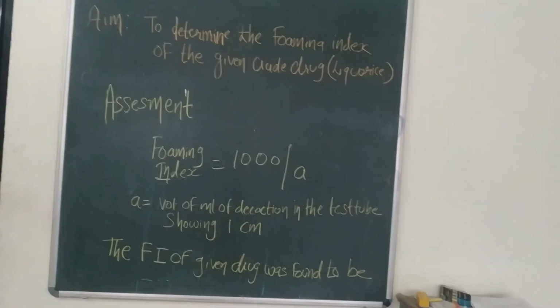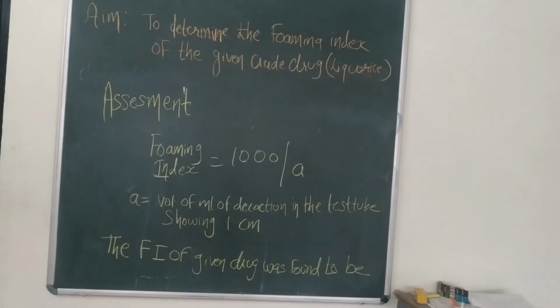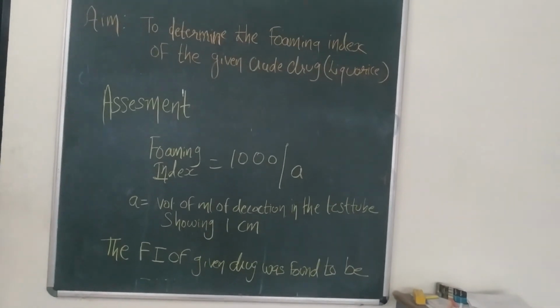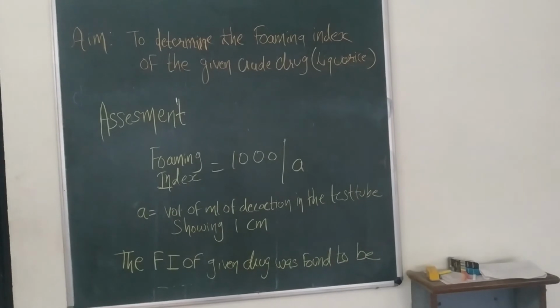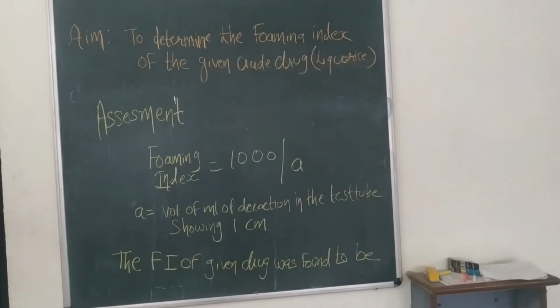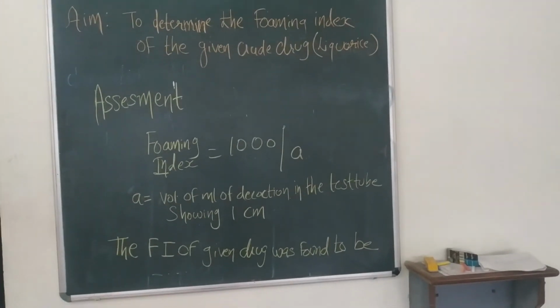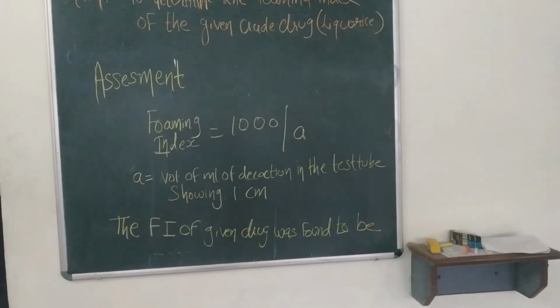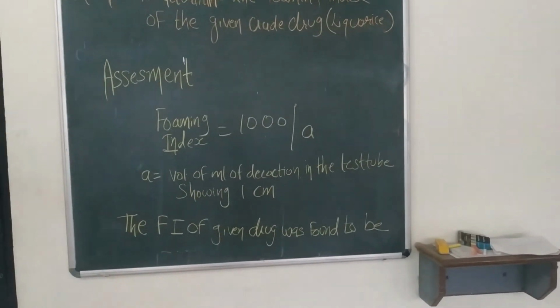One more thing, if the length of foam is found less than 1 centimeter, it means the foaming index is less than 100. If the length of foam is found greater than 1 centimeter, then the foaming index is greater than 100. And if it is found to be 1 centimeter, then we'll calculate it this way.